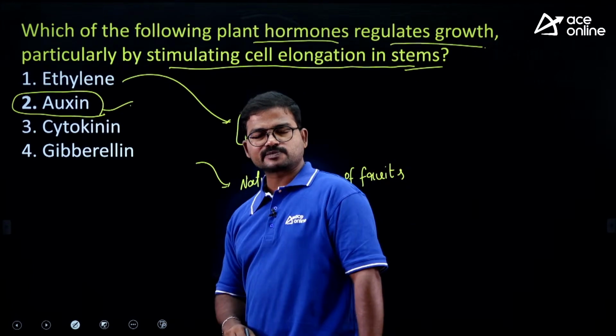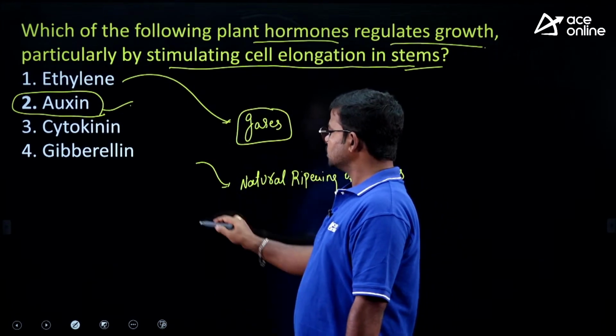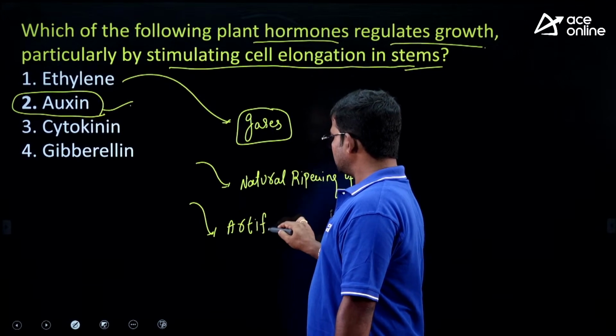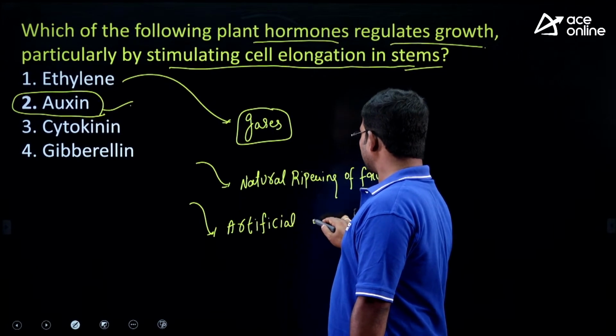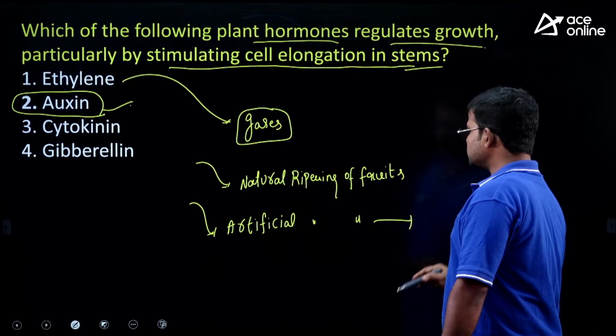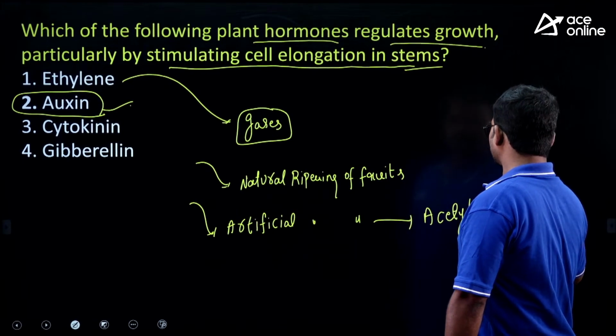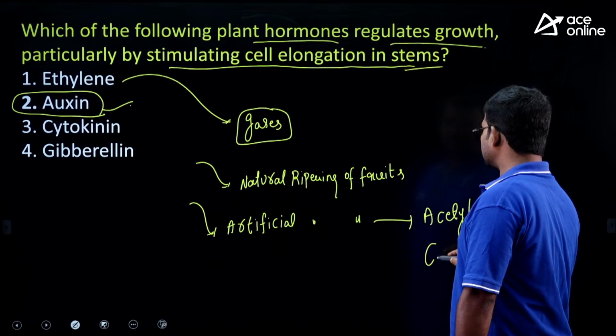So which one is responsible for artificial ripening of fruits? The responsible one is acetylene, or calcium carbide.